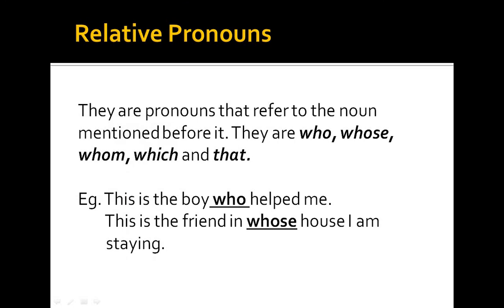Relative pronouns. They are nouns that refer to the noun mentioned before it. They are who, whose, whom, which, and that. This is the boy who helped me. Now, I am referring to a boy that helped me. Who helped me? This particular boy. So, who over here is putting emphasis on this boy who helped me. This is the friend in whose house I am staying.